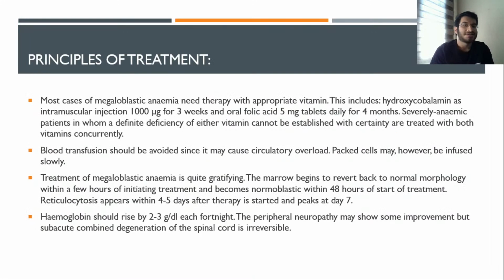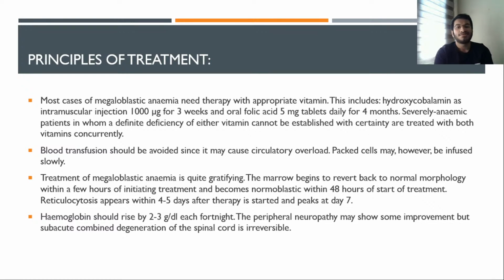Then what is the principle of treatment? How can we treat the patient of megaloblastic anemia? Most cases of megaloblastic anemia need therapy with the appropriate vitamin, which includes hydroxycobalamin as an IM injection 100 mg for 3 weeks and oral folic acid 5 mg tablet daily for 4 months. Severely anemic patients in whom a definite deficiency of either vitamin cannot be established with certainty are treated with both vitamins concurrently.